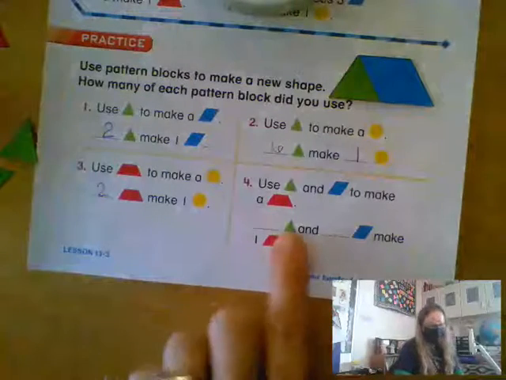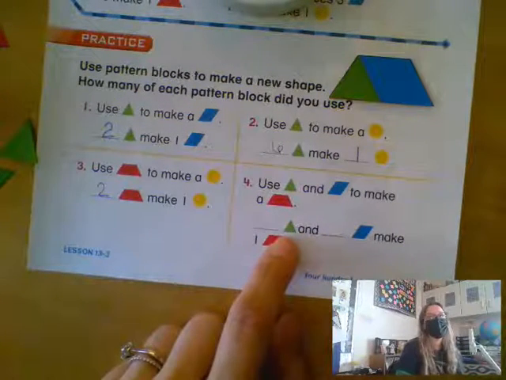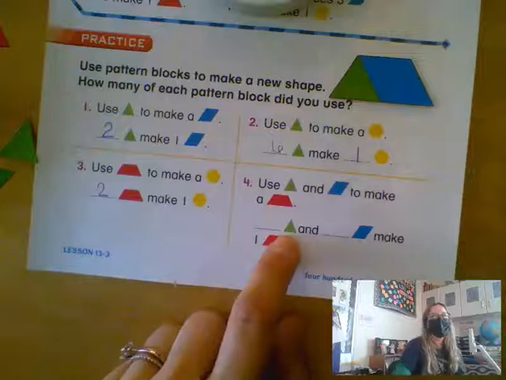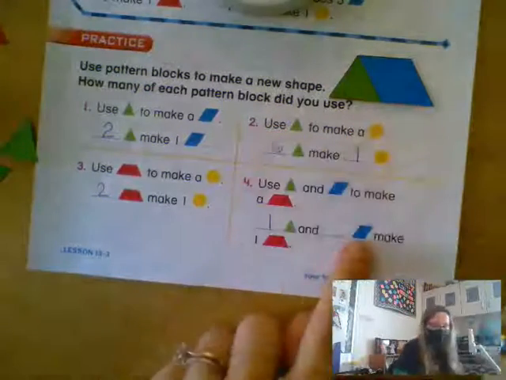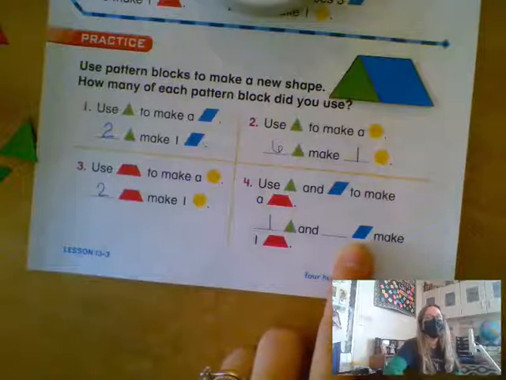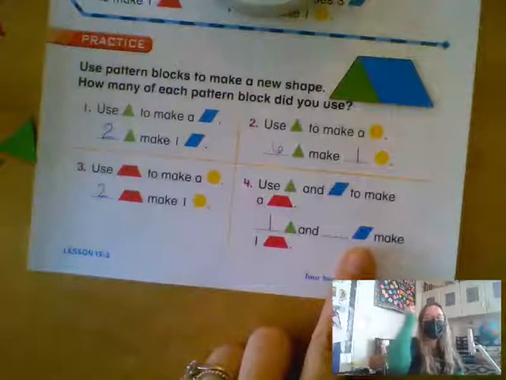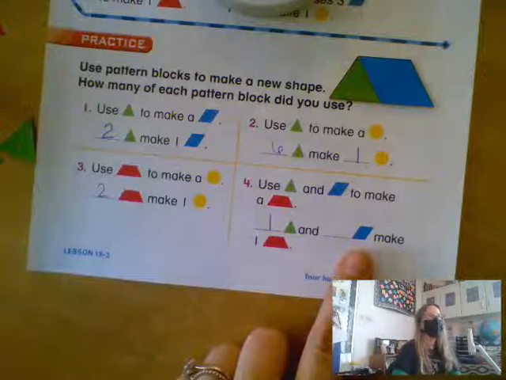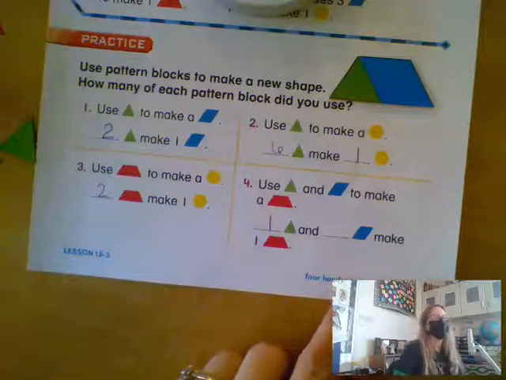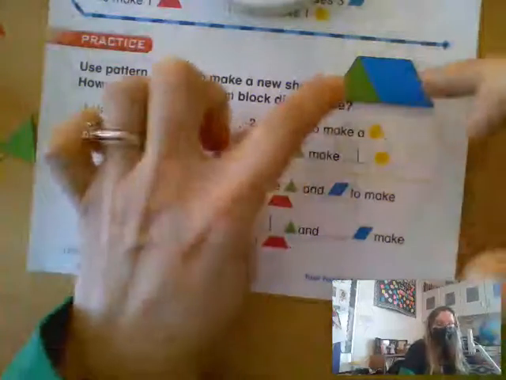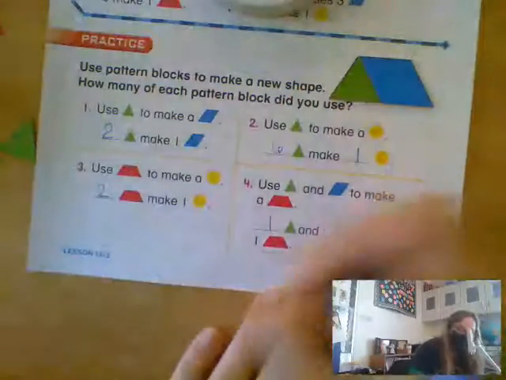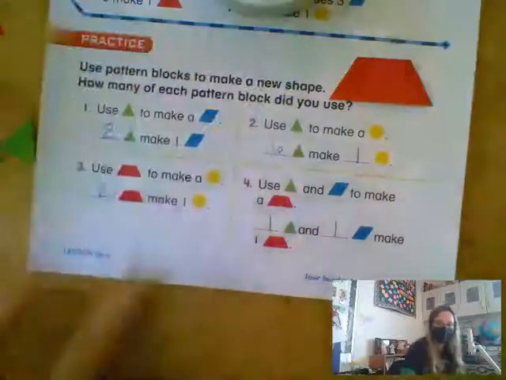All right, on the count of 3, you're going to tell me how many triangles you used. Ready? 1, 2, 3. 1. 1 triangle. And on the count of 3, you'll tell me how many rhombuses you used. Ready? 1, 2, 3. 2. Who said 2? Emma. There's not 2, Emma. You used 1. I'm looking at yours. So we used 1 triangle and 1 rhombus to make 1 trapezoid, okay?